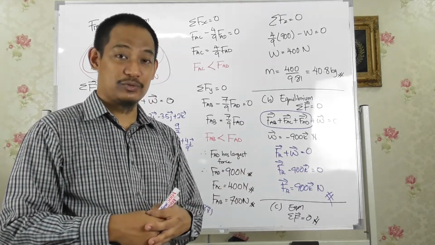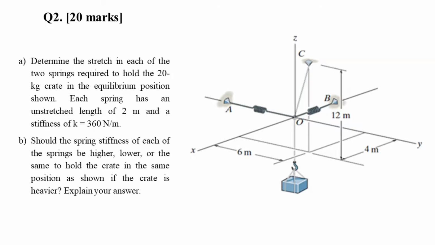Alright, so I think we can go to question number 2. Okay, this is question number 2 for today. We have the diagram on the right there. We have a structure where kind of a box is hanging, and then we have 2 springs, right, and 1 cable there.